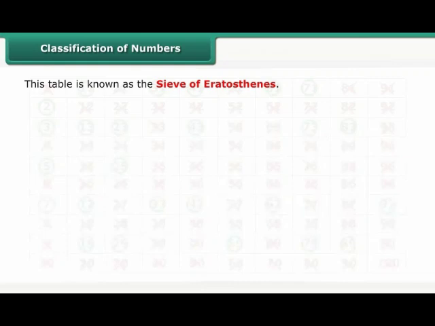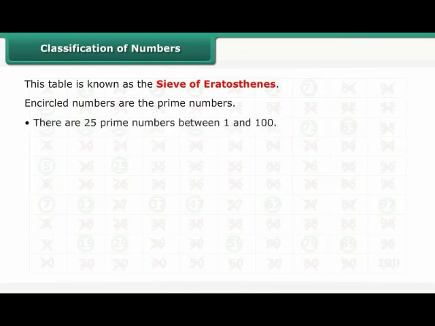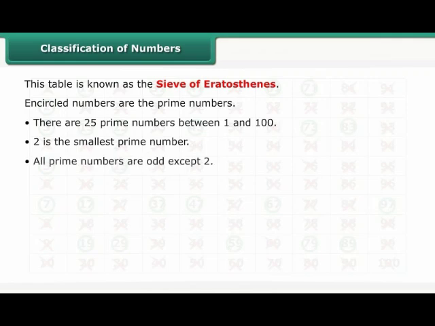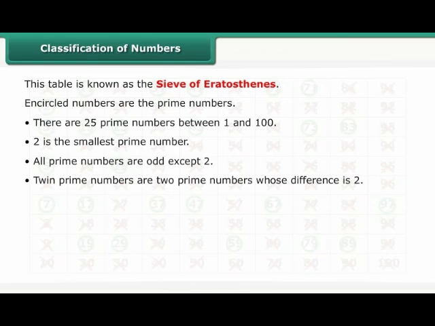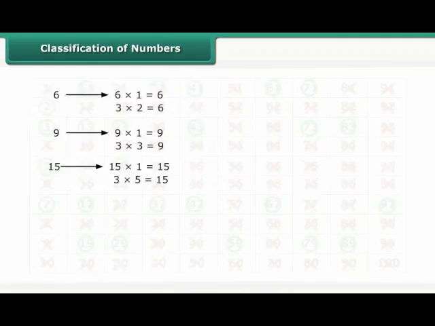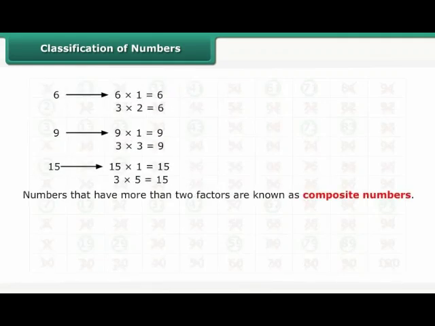This table is known as the sieve of Eratosthenes. The encircled numbers are prime numbers. There are 25 prime numbers between 1 and 100. 2 is the smallest prime number. All prime numbers are odd except 2. Twin prime numbers are 2 prime numbers whose difference is 2. Let us look at some more numbers and their factors. All these numbers have more than 2 factors. Numbers that have more than 2 factors are known as composite numbers.